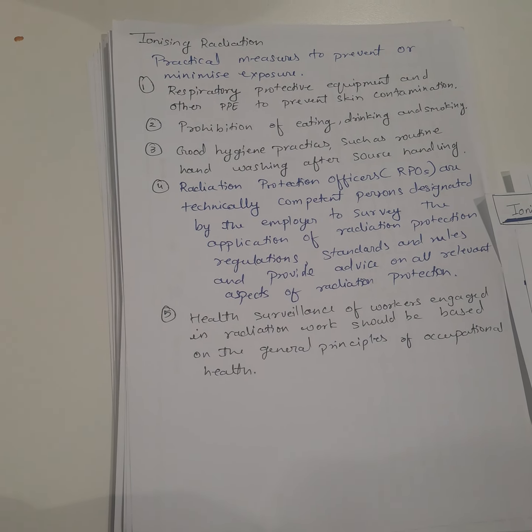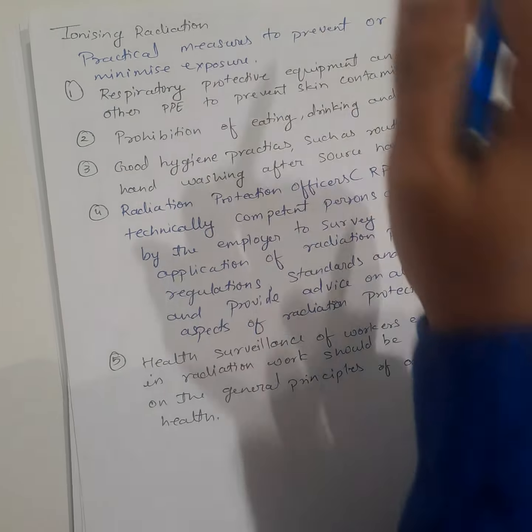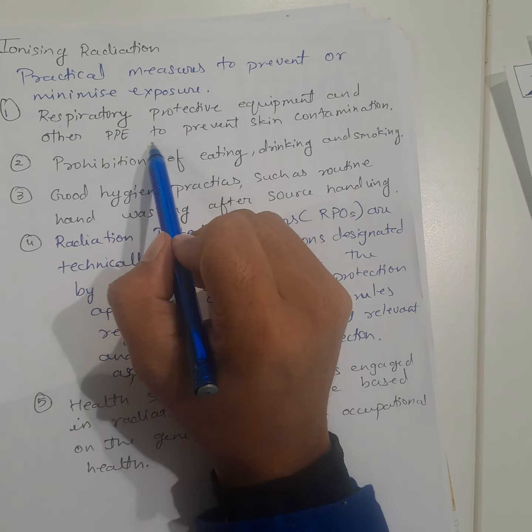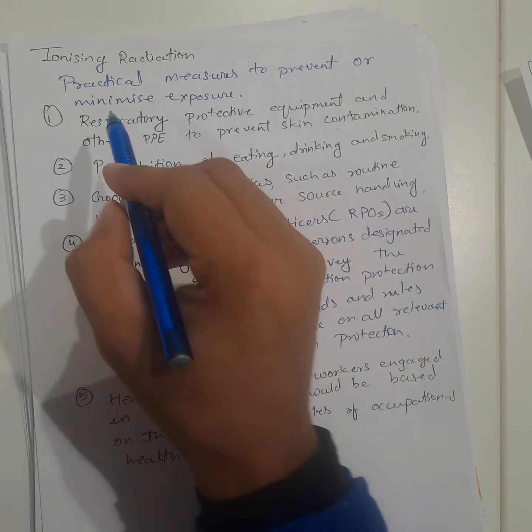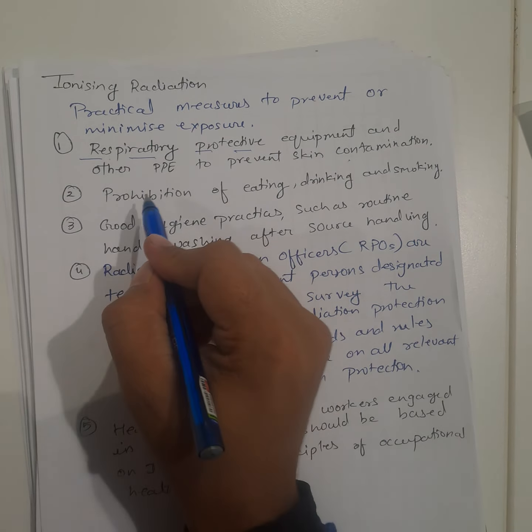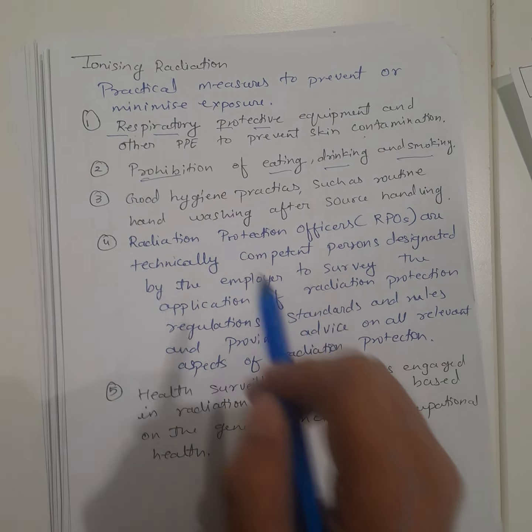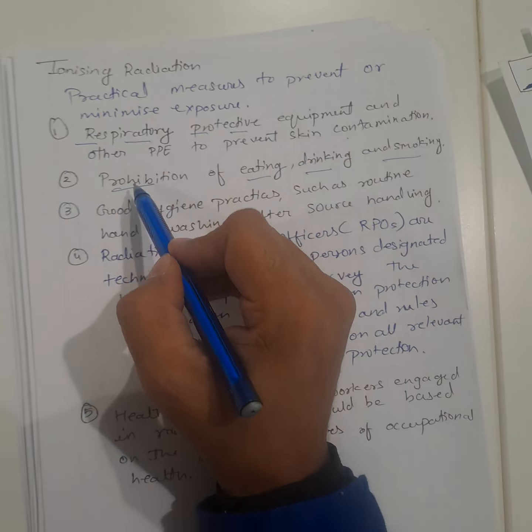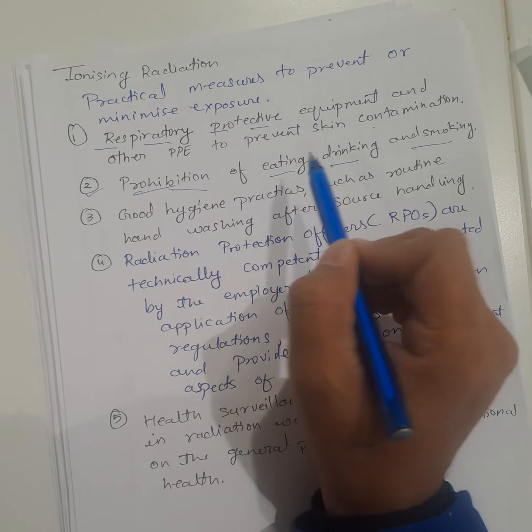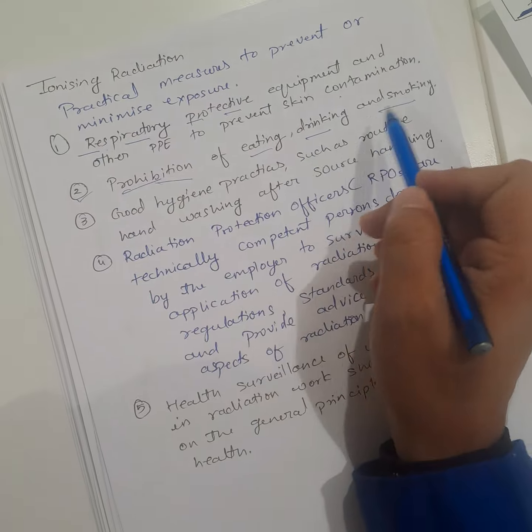What other practical measures are there to prevent or minimize exposure? Respiratory protective equipment and other PPE to prevent skin contamination. These are the protective PPE we have to use. Another is prohibition of eating, drinking, and smoking where there is radiation. We have to prohibit eating, drinking, and smoking in an area where there is a radiation dose.